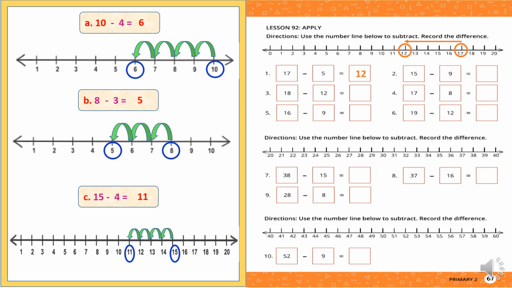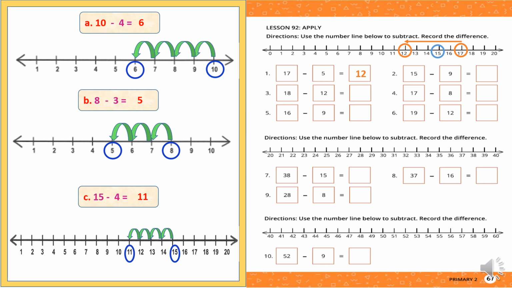Question number 3. 18 minus 12. 18 minus 12 equals what? You can solve it by many ways. You can solve it by count from small number to big number. After 12, 13, 14, 15, 16, 17, 18. How many fingers we have? 6 fingers. And we can solve it also by another way. Ones with ones and tens with tens. 8 minus 2 equals 6. 1 minus 1 equals 0. So we have multiple ways to solve subtraction problems, and you can use what you want.